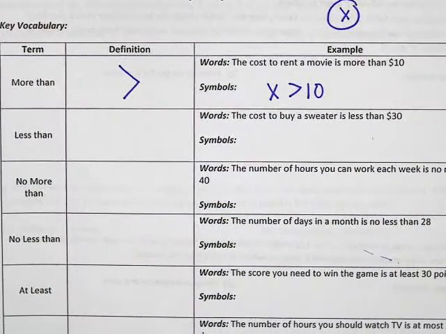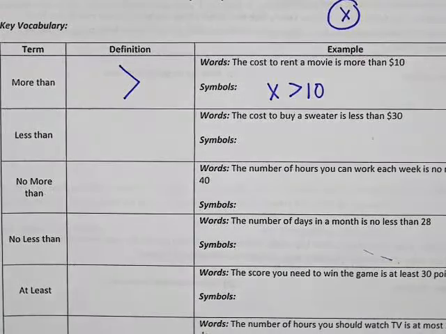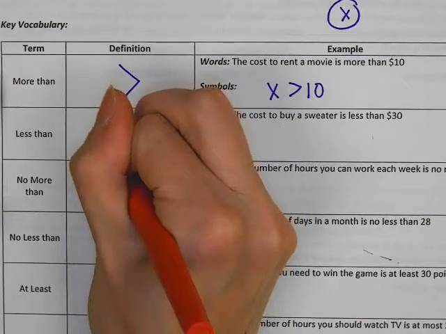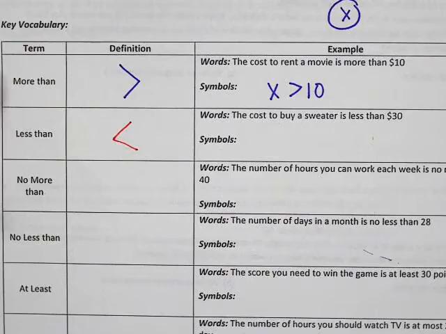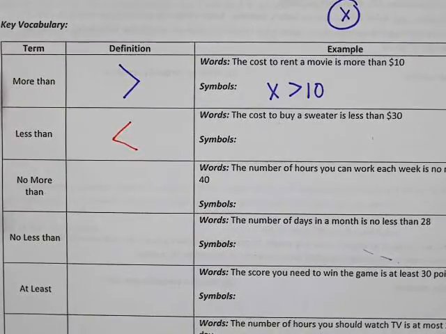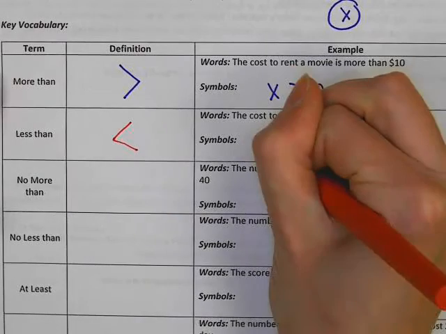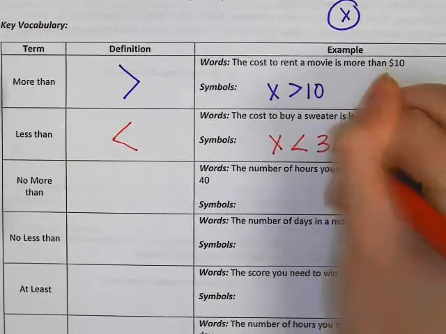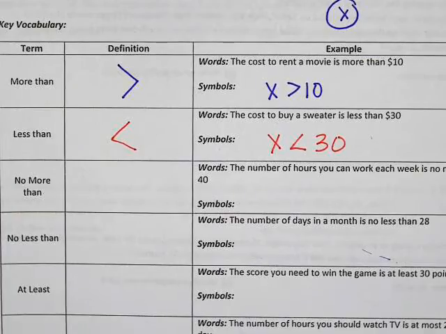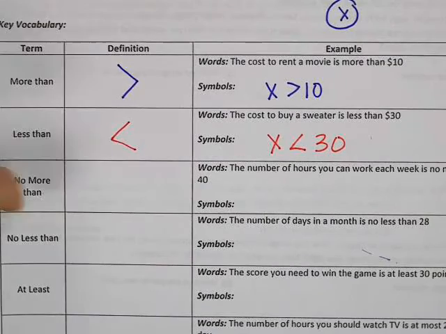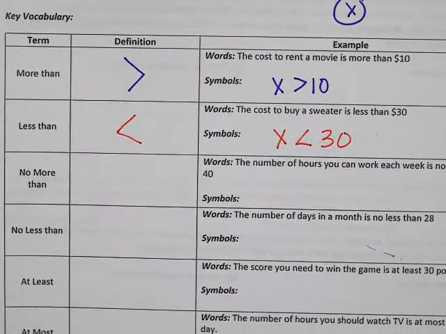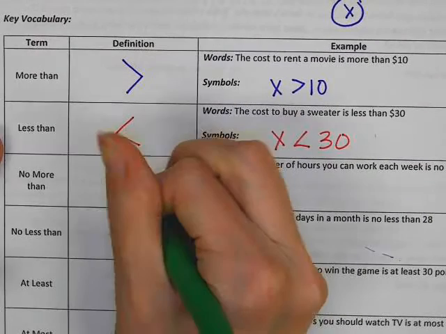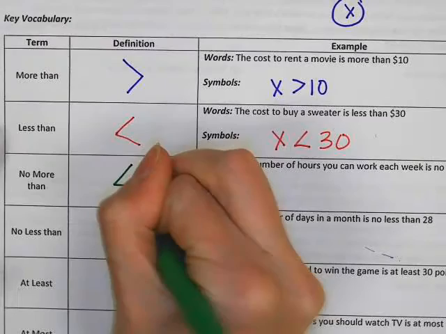So similarly, if you see the word less than in a word problem, that means that symbol, right? Less than. And to write the cost to buy a sweater is less than 30, you would write X less than 30. Okay, super easy. Now it gets a little bit harder. What if it says no more than? What if it's not more than? What would you put? If it's not more, the only options are less than or equal to.